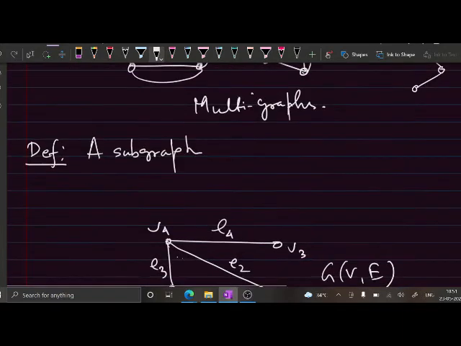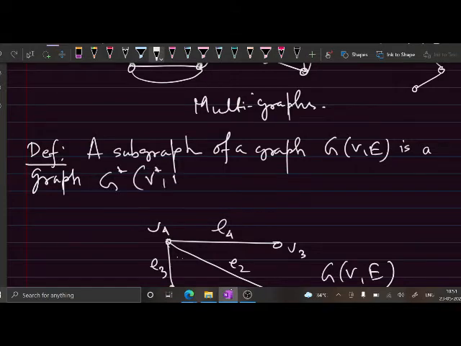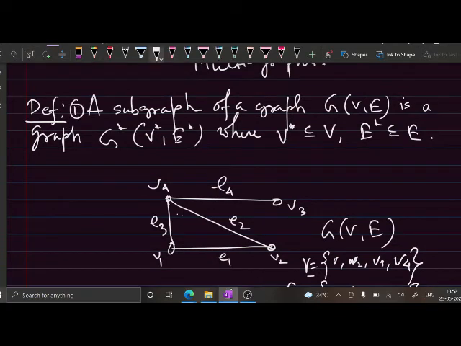So what is the definition of a subgraph? A subgraph of a graph G(V, E) is a graph G star (V star, E star), where V star is a subset of V and E star is a subset of E. Okay, so this is the definition of a subgraph. Suppose this is definition A.